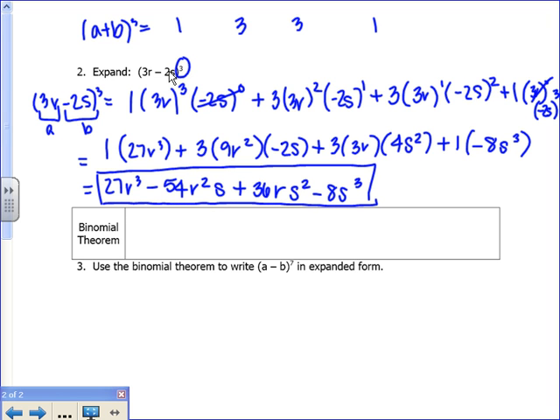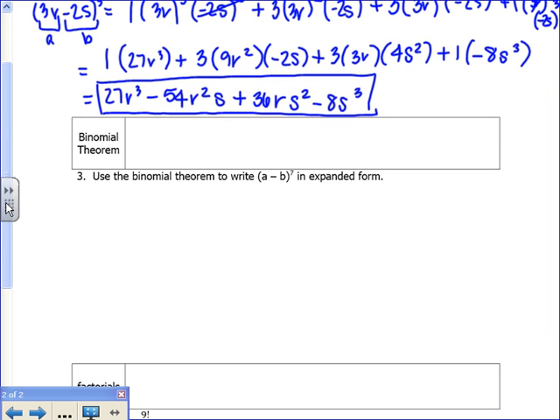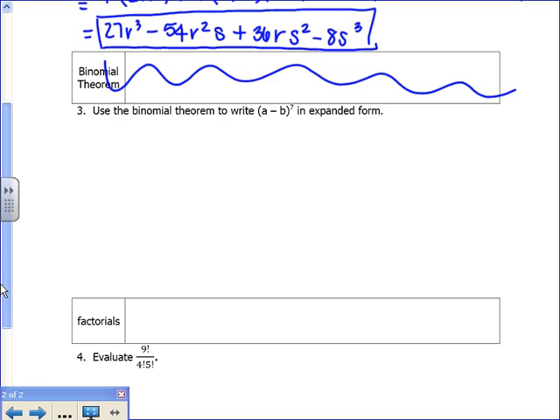Now, could you have taken 3r minus 2s times 3r minus 2s times 3r minus 2s and FOILed all that together? Yes. Would you have gotten the same answer? Yes. Again, this is just a different version using the binomial theorem. I'm not quite sure why I have this extra box in here, so don't worry about that.